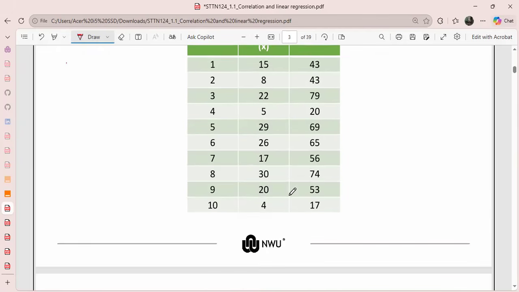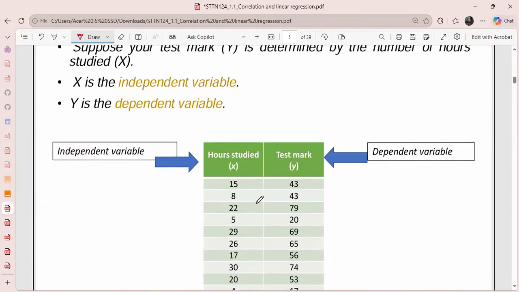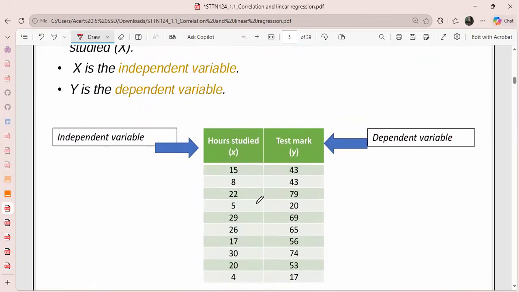Okay, let's see. We are given two variables. We're given variable x, we're given variable y. Remember what I said? When it comes to linear regression, you measure the relationship between x and y. And the x, in this case, is your hours studied. The test mark is the y.